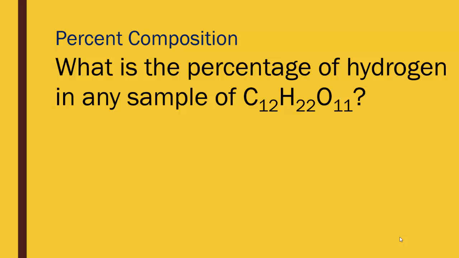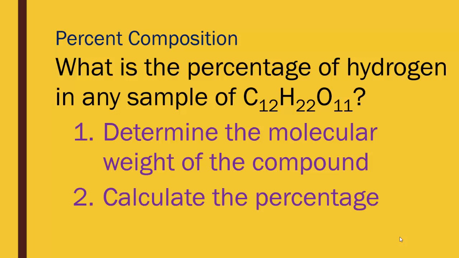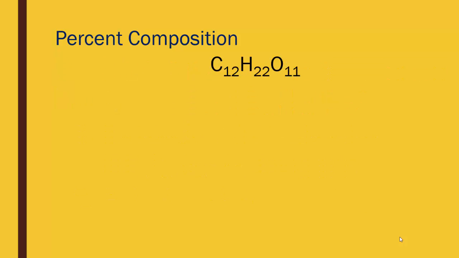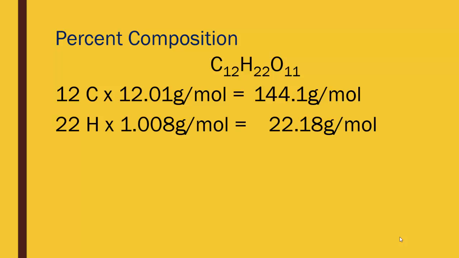So we'll go with, what is the percentage of hydrogen in any sample of C12H22O11? Well, there are two simple steps. The first, determine the molecular weight of the compound. Second, calculate the percentage. So here we go. We've got C12H22O11. The molecular weight, which is step 1, I know I have 12 carbons, 12.01 grams per mole, 144.1 grams per mole with correct sig figs. For the hydrogen, I have 22 hydrogens, and my periodic table says the molecular weight of hydrogen is 1.008 grams per mole. So with correct sig figs, I get 22.18 grams per mole.